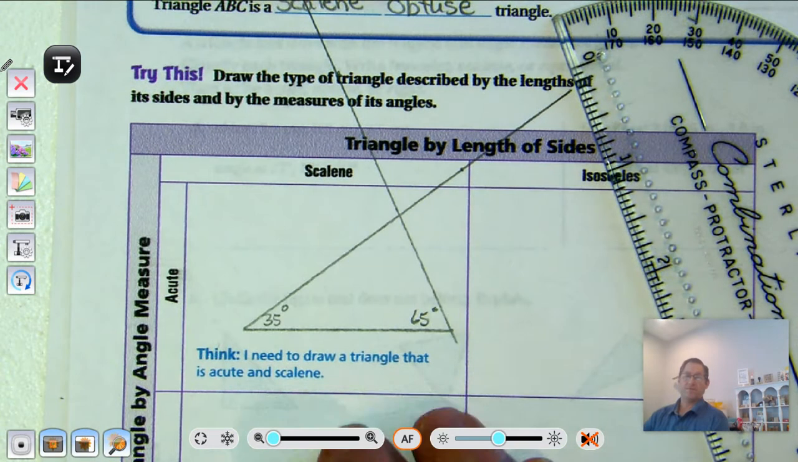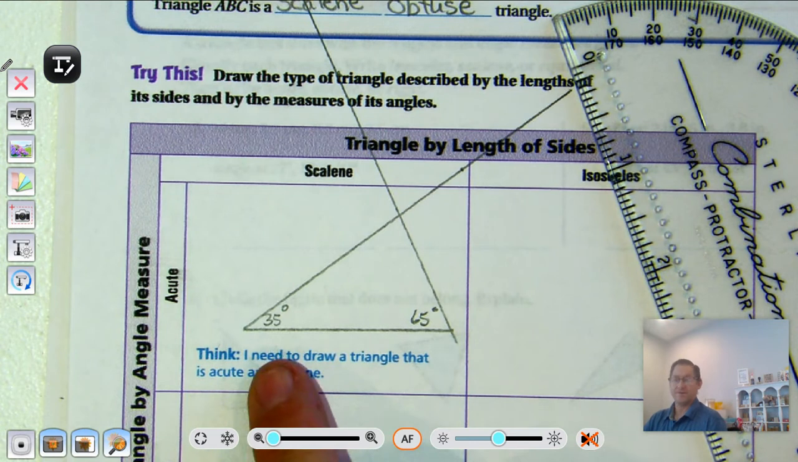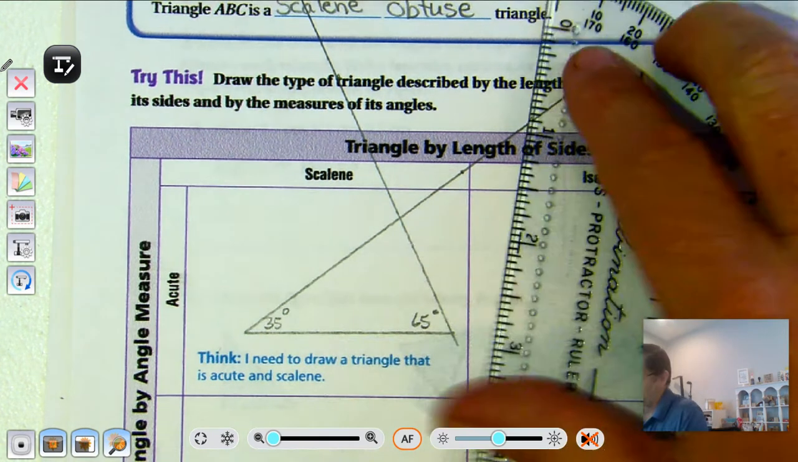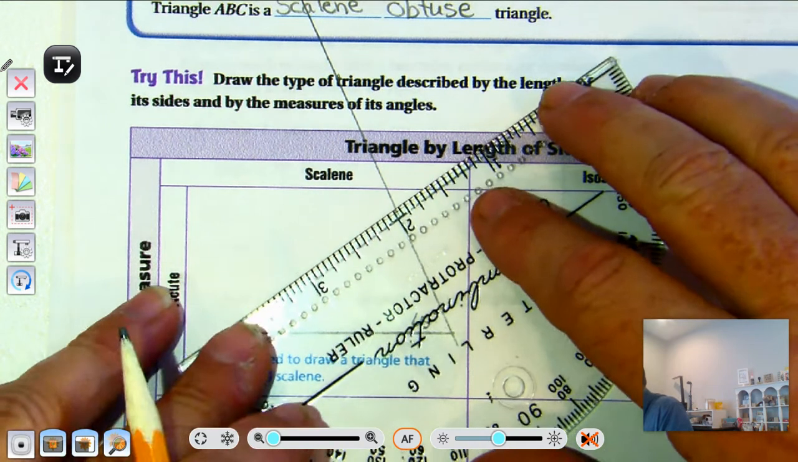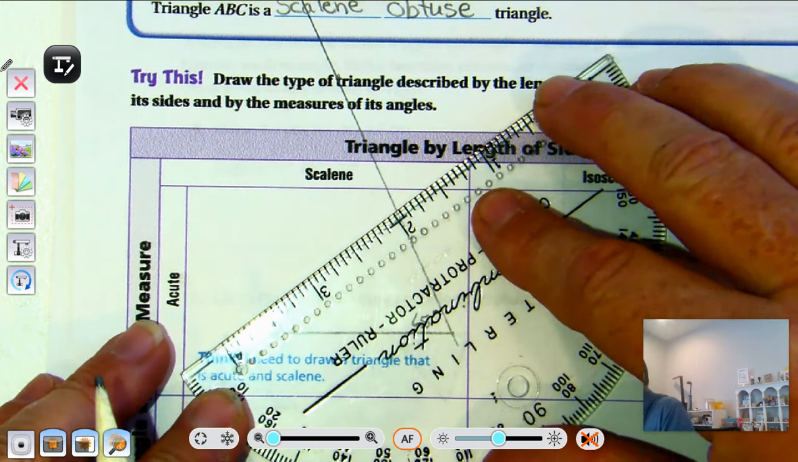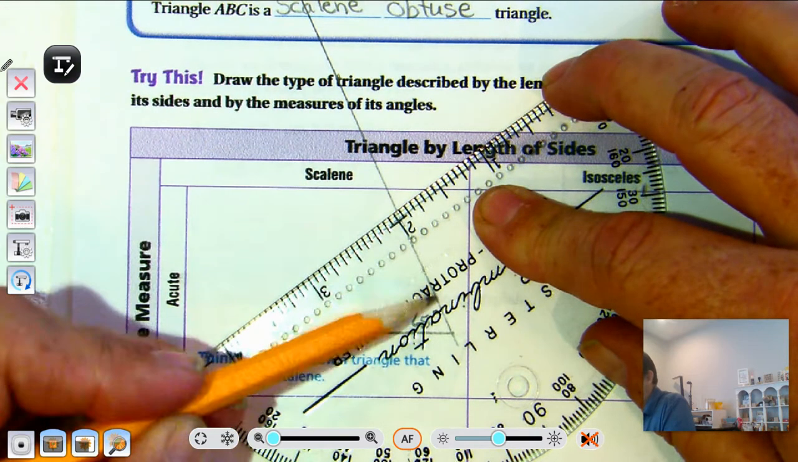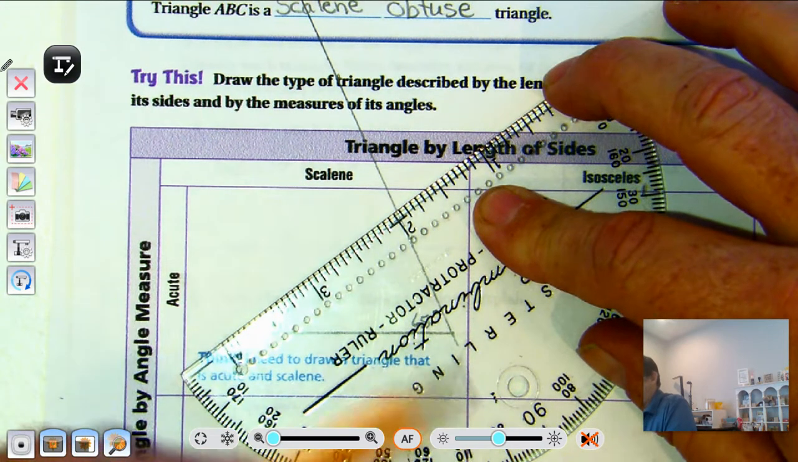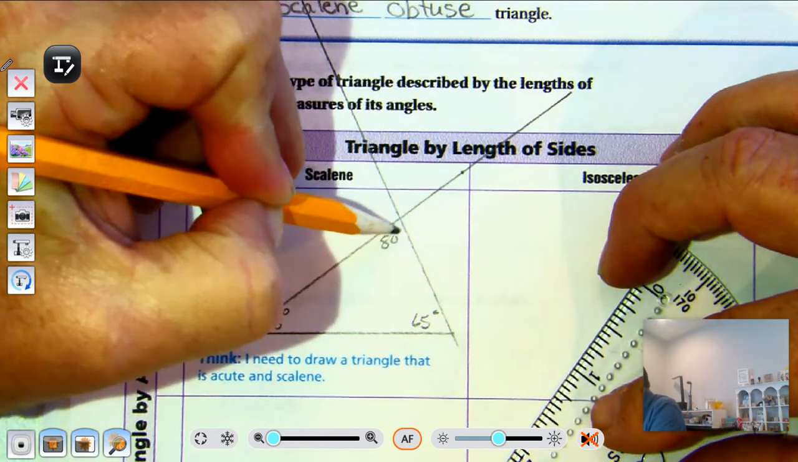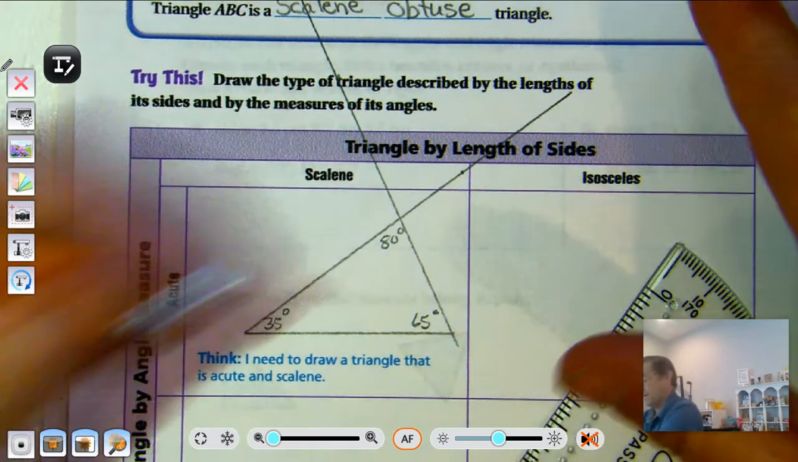So if we've done this correctly, we have 65 and 35. That's 100 degrees. So this should be an 80-degree angle. So we're going to line it up with 0. See where this line crosses, and it looks like it crosses right at 80.